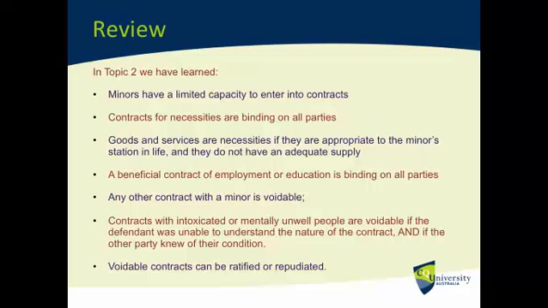We've learned, however, that contracts for necessities or necessaries are binding on the minor, so they're binding on all parties. Things are necessaries if they're appropriate to the minor's station in life and if they don't already have an adequate supply. Furthermore, a beneficial contract of employment or education is also regarded essentially as a necessary, so it's binding on all parties. In any other situation, a contract with a minor is voidable. It's voidable by the minor.